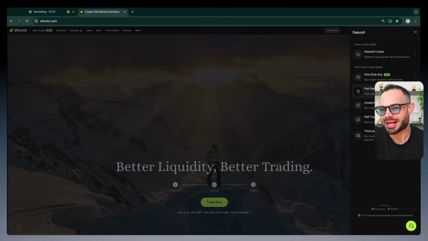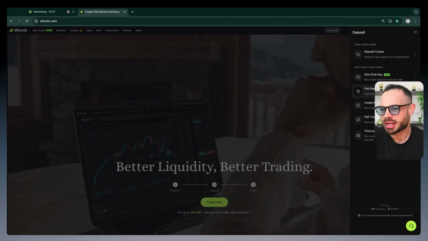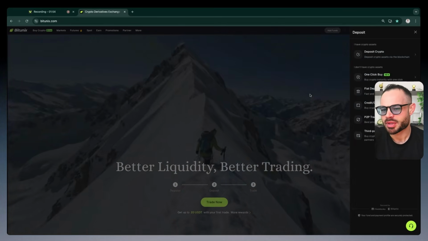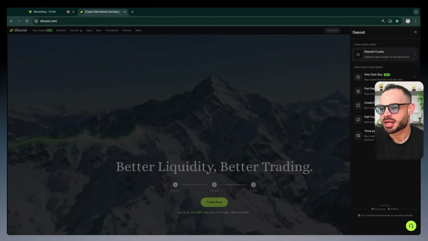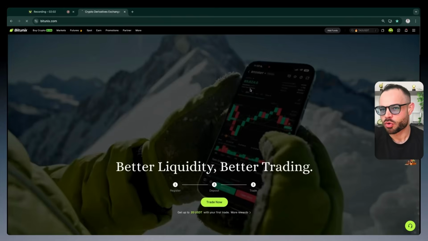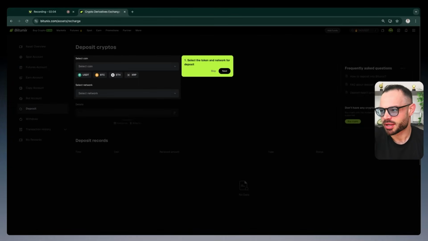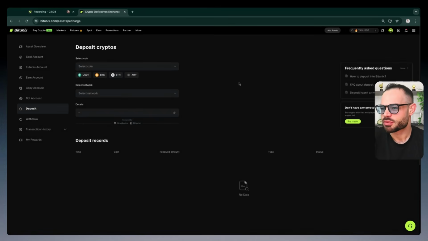Now, if you want to add from a bank or from a credit card, you are going to have to do KYC. So again, remember, if you want to keep this non-KYC, you can deposit funds from a different crypto wallet in the form of a self-custody wallet or in the form of a separate centralized exchange. So that is prerequisite number one. That's going to be you getting funds into your Bitunix account.